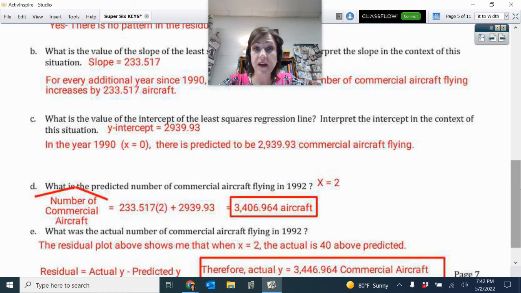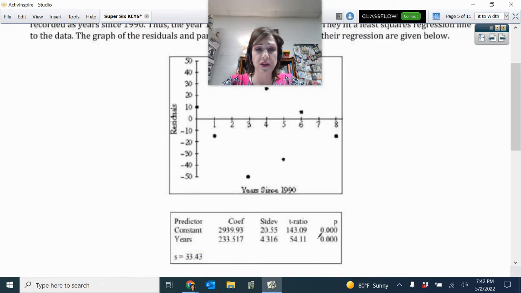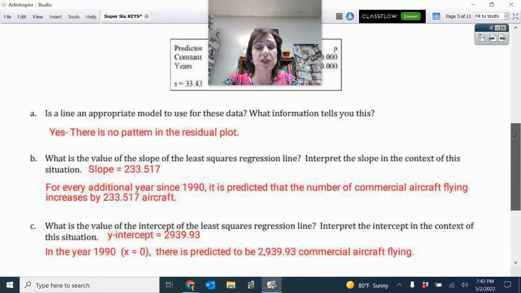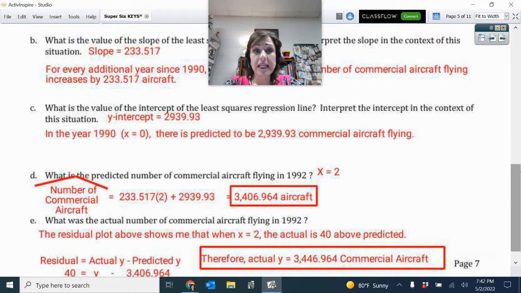Okay, in context. And what's the value of the y-intercept? Interpret the y-intercept. Here we have 2,939.93. It happens when the x is 0. That means in 1990, because that's when the x was 0. So in the year 1990, the predicted y is this: there are predicted to be 2,939.93 commercial aircraft flying.